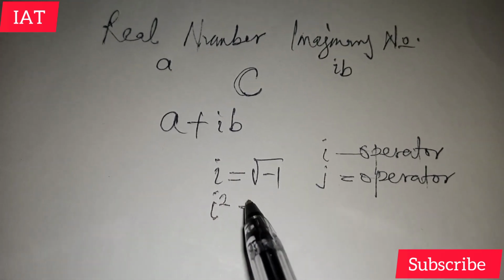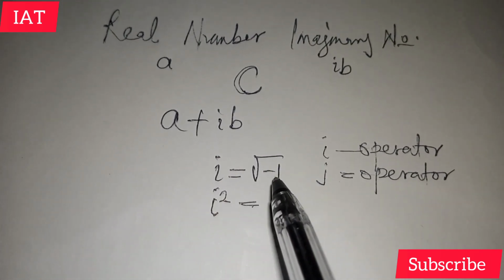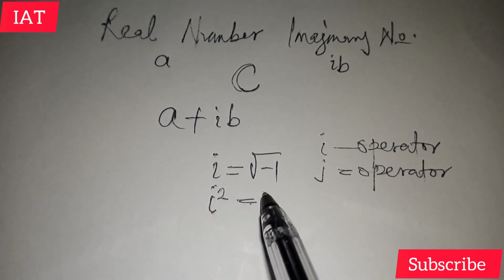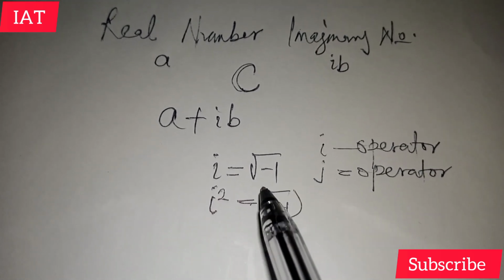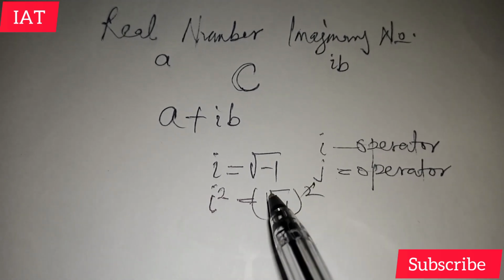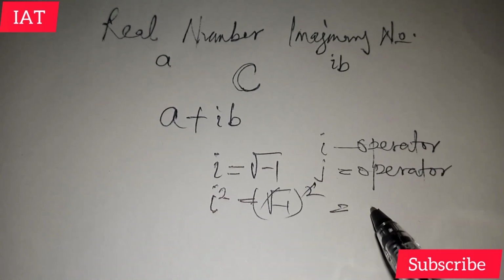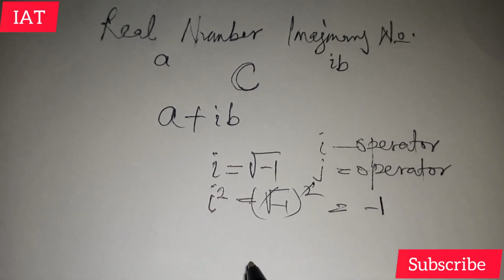So if I have I to be the square root of minus 1, it means I squared will be the square root of minus 1 all squared. If this square cancels this, we say we have I squared to be just minus 1.